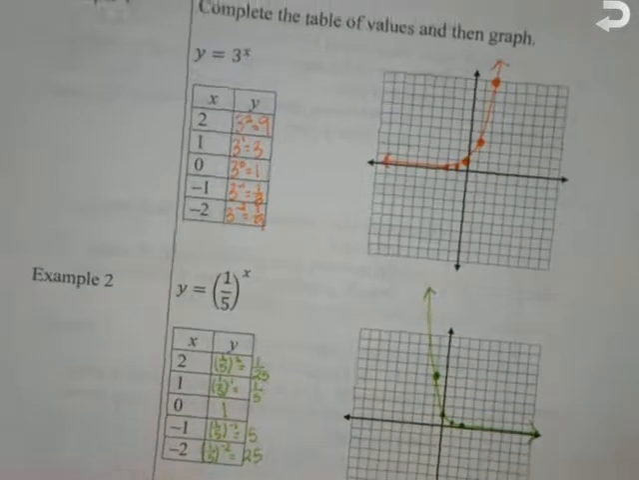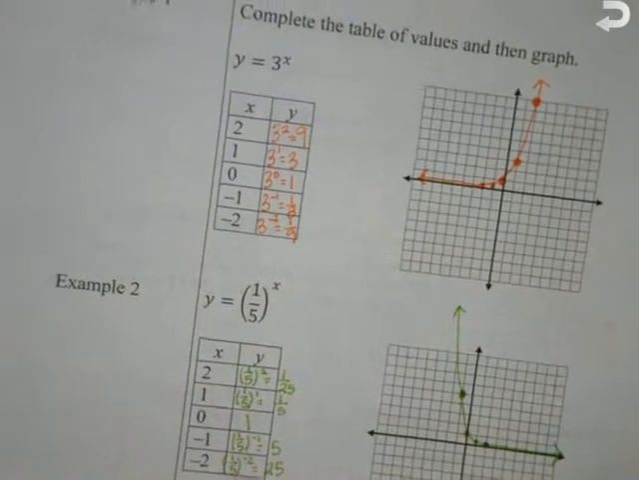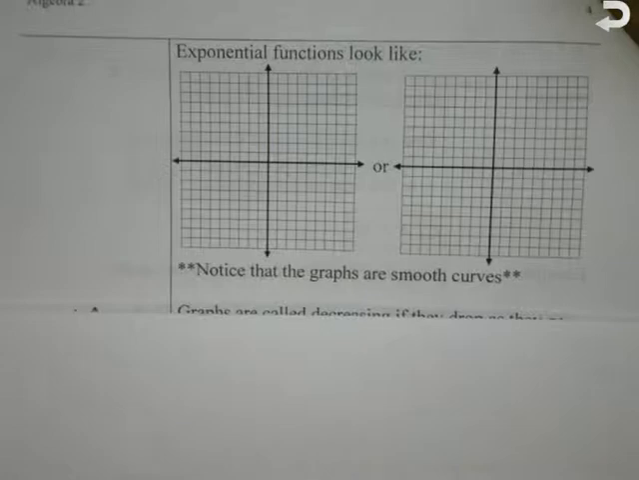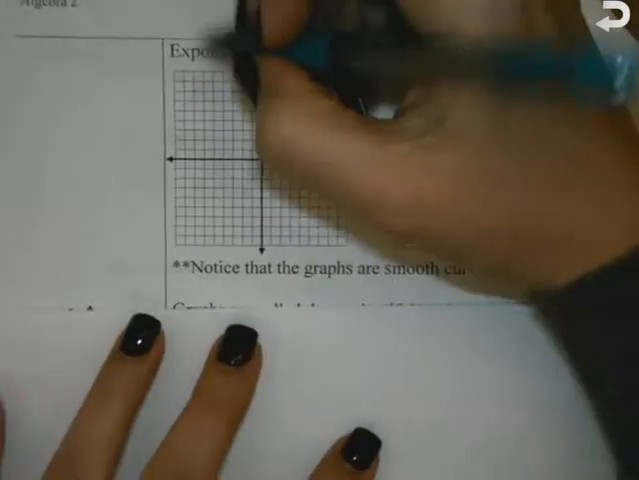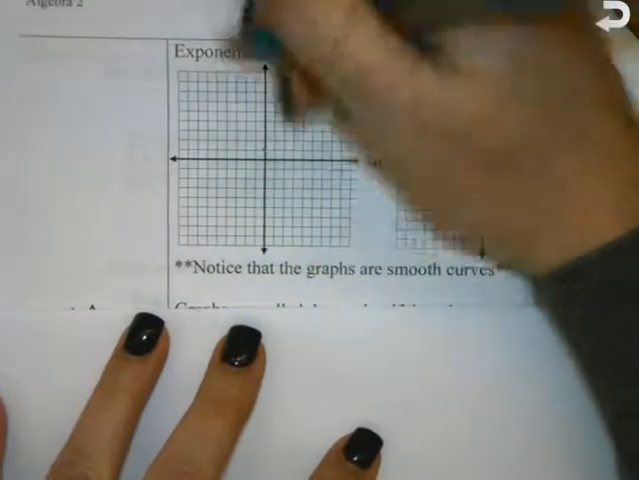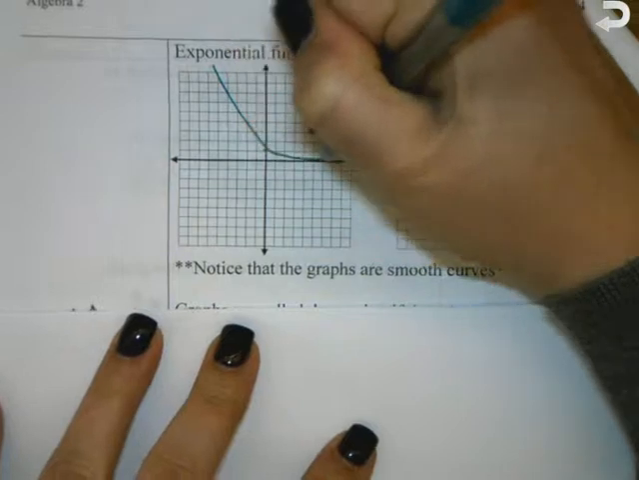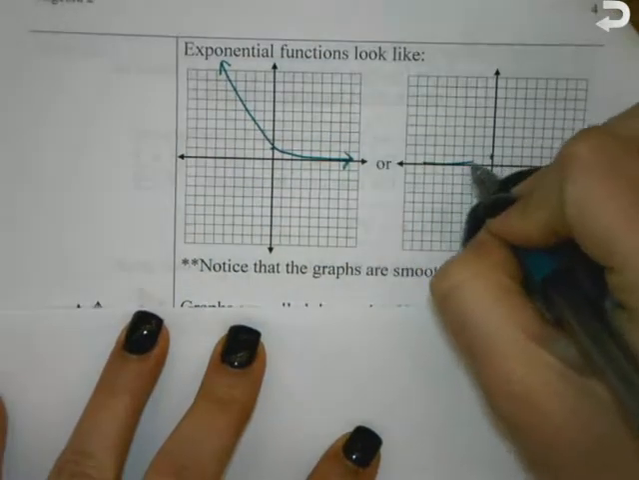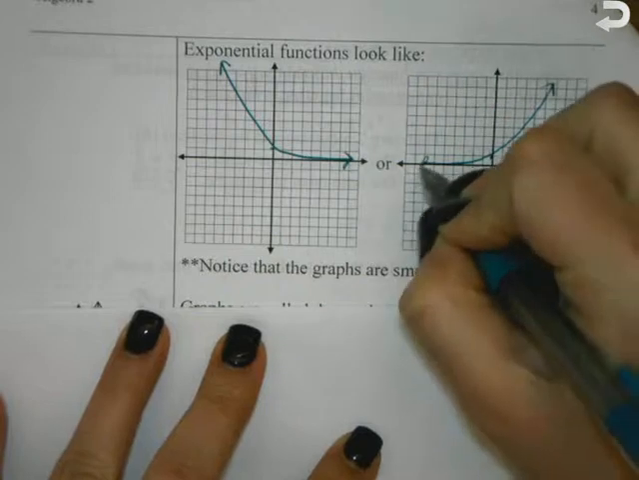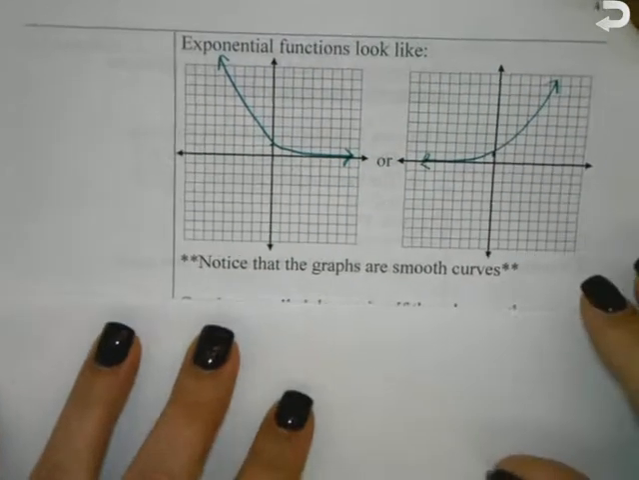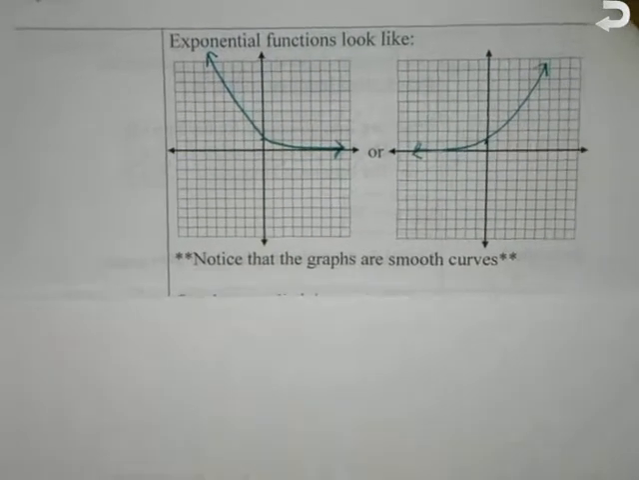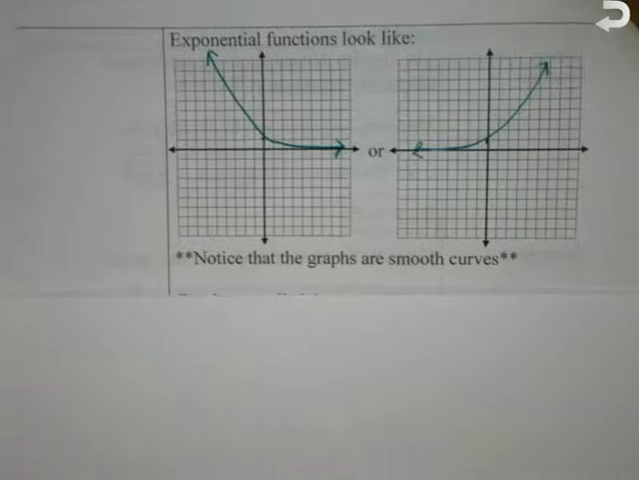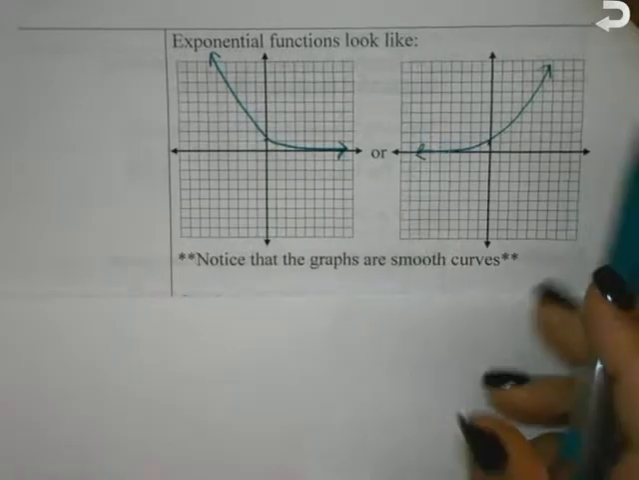So we have two different types of exponential functions. Your exponential functions are either going to look like this. They always go through 0, 1. So they're either going to look like this, or they're going to look like this. We call one increasing and one decreasing. Any ideas as to which one's which? Decreasing is the one on the left, increasing is the one on the right.